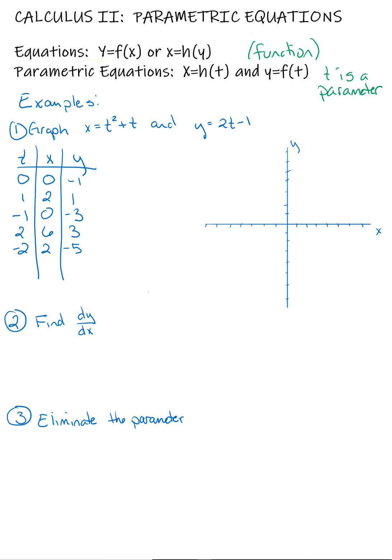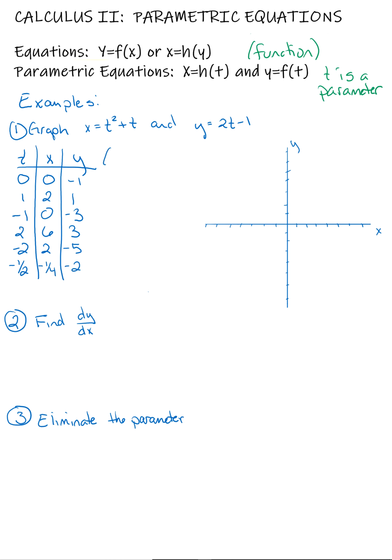Now I want to use one more point. Let's try a -1/2 for t. Now if you don't see why I'm choosing this, don't worry, I'll show you once we get to the graph what gave me the idea to use this t value. If we have -1/2 for t, that gives us -1/4 for x and -2 for y.